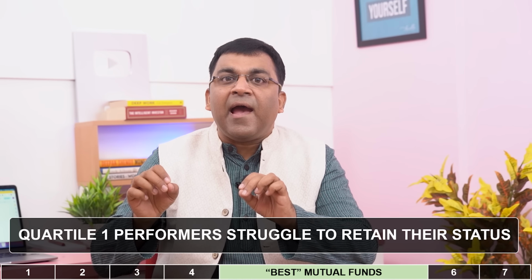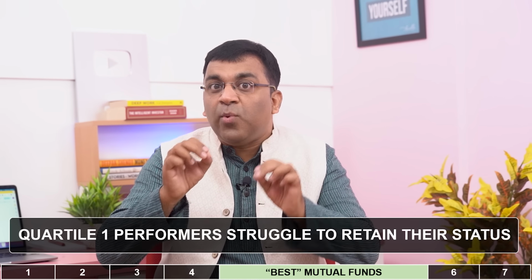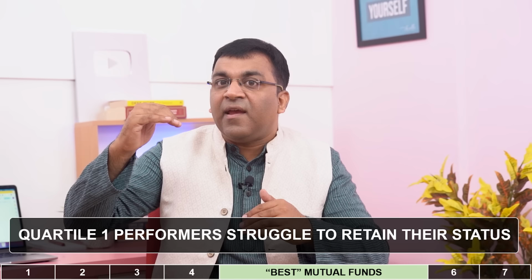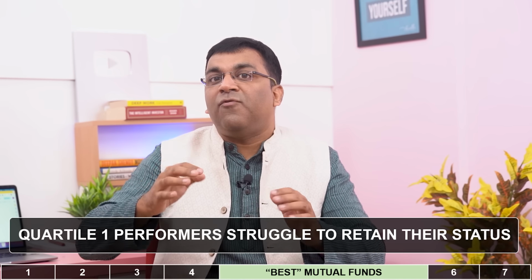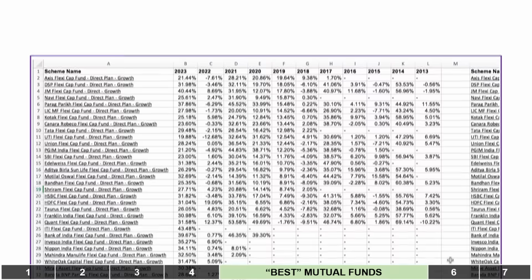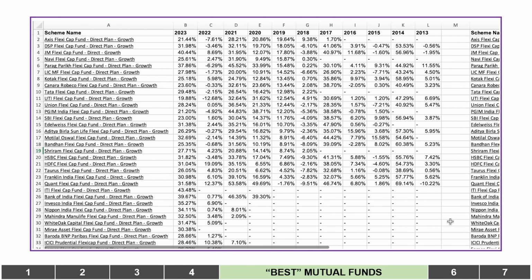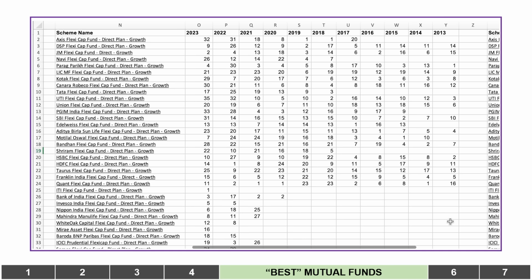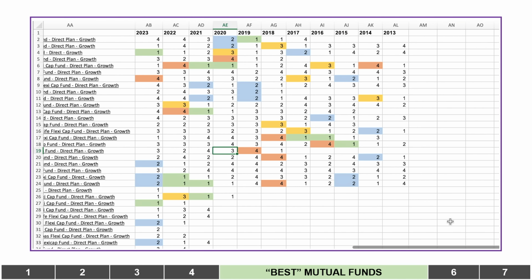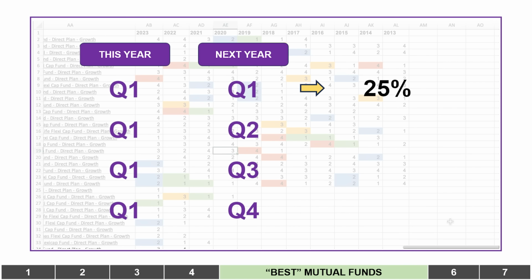The second problem, and a more important one, is that schemes which do well, so quartile 1, the top 25%, not many of them retain their top performing fund status in the subsequent years. To prove this with actual data, I pulled out the performance numbers of FlexiCap funds over the last 10 years. I classified each scheme on which quartile they belong to. And for every scheme which was in Q1, I then mapped its quartile status in the succeeding year. What came out from the study is that of the schemes that were in the top 25% of any year, only 1 out of every 4 funds remained in quartile 1 in the subsequent year.